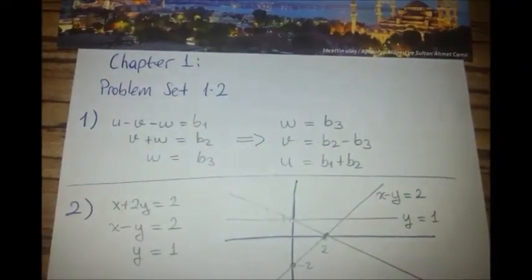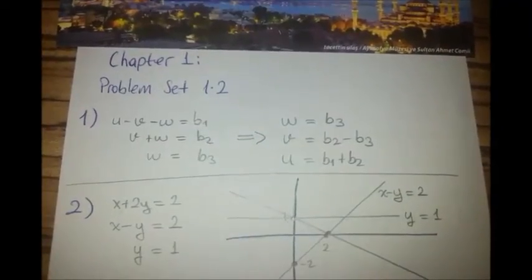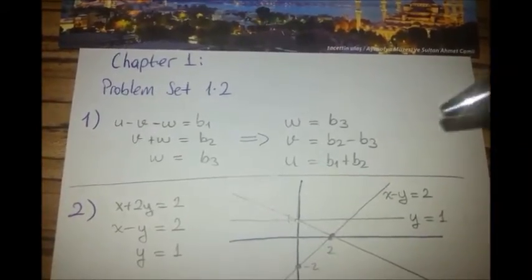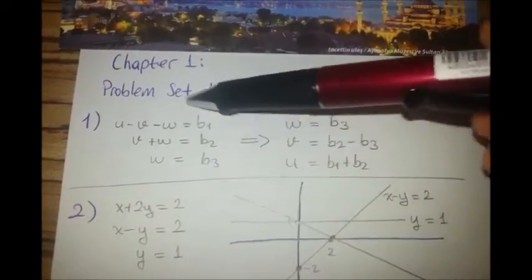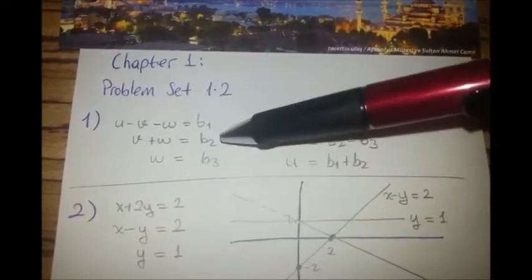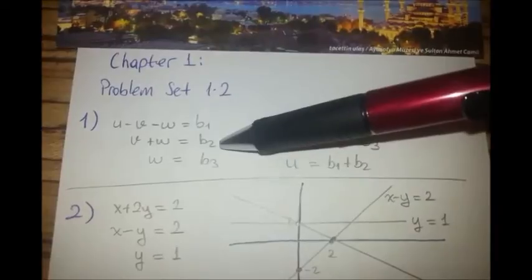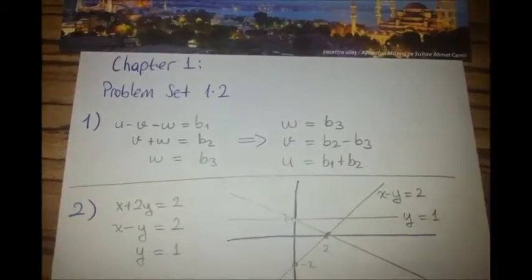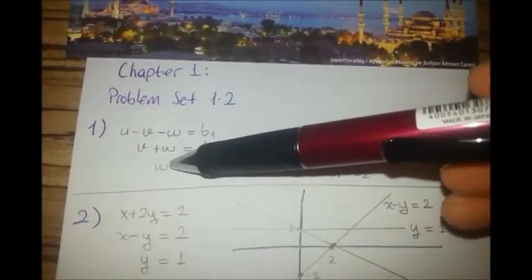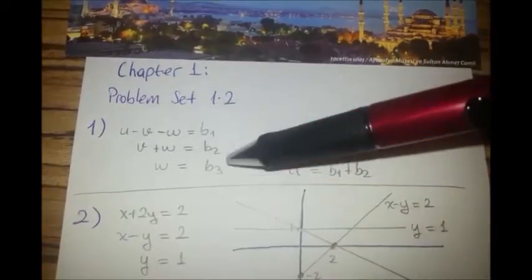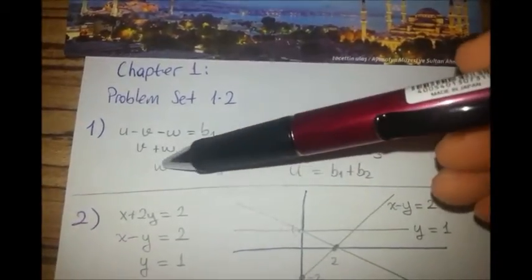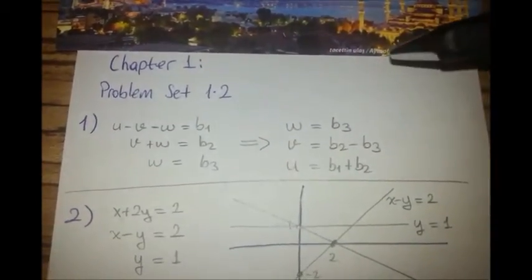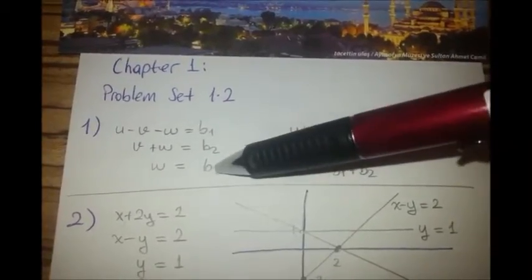For the first question of problem set 1.2, it says to solve to find a combination of the columns that equals B. These three equations are given, and we should find the combination of the columns that equals B. So all we have to do is to find those W, V, and U in terms of B's. W, or omega, however you call it, is not important. W is already equal to B3. This is given in the equation.